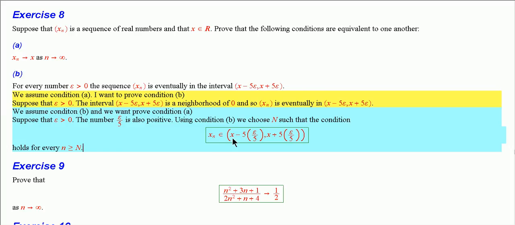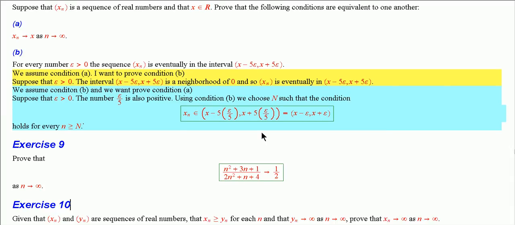I am done. What is this? This interval is what? It's the interval center x radius epsilon, isn't it? There you go. You see, that's really the secret. Well, number 9 here is just like a problem I did for you.